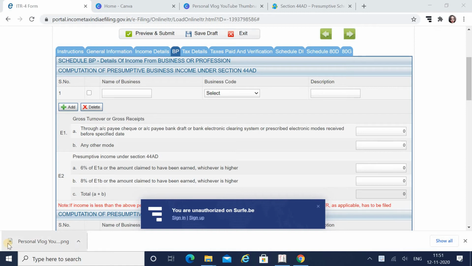Guys, welcome again. Now we are on part 2 of our filing of income tax return under section 44AD. In my previous video I explained how you have to log in and select your income tax return for filing and submitting it online. In this video I will tell you how to fill up all the details related to your business.